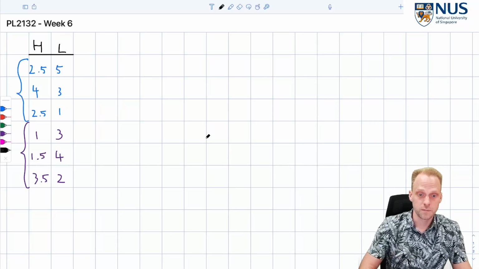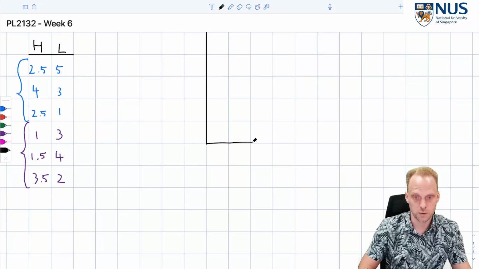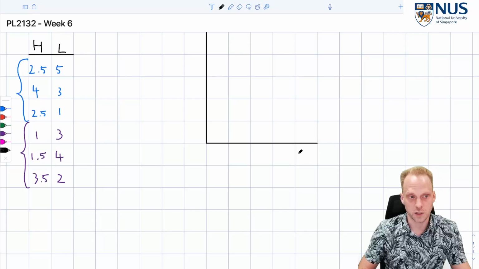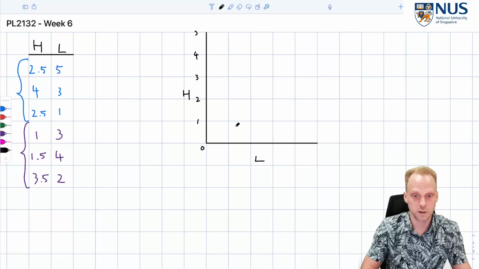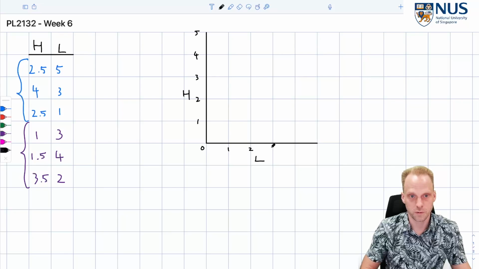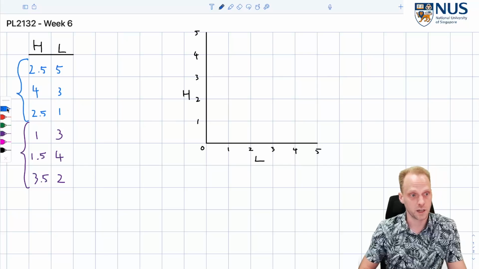So let's see what this looks like. Let's draw a graph here. 1, 2, 3, 4, 5. 1, 2, 3, 4, 5. So let's say this is our predictor, loneliness, and this is our outcome variable, happiness. We have 0, 1, 2, 3, 4, 5, and 0, 1, 2, 3, 4, and 5. Okay, so let's draw our data in this scatter plot.